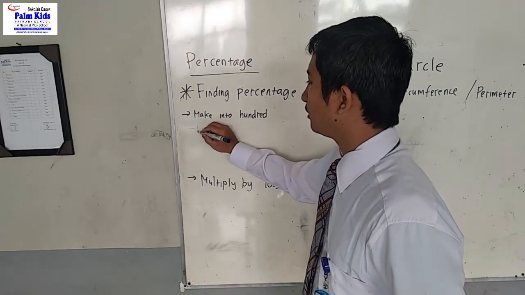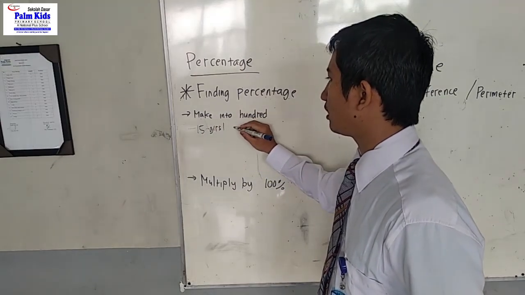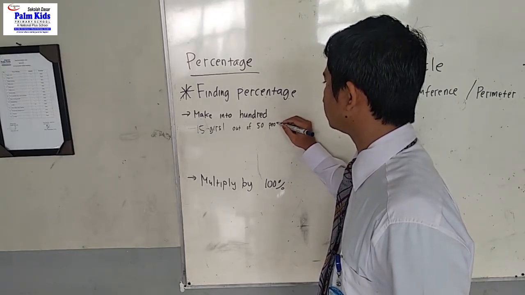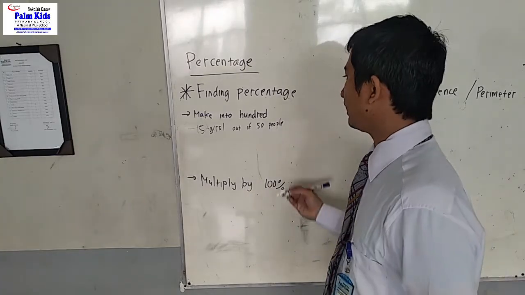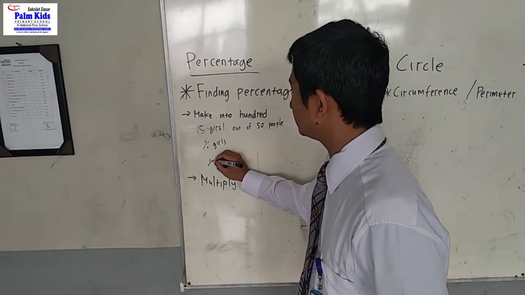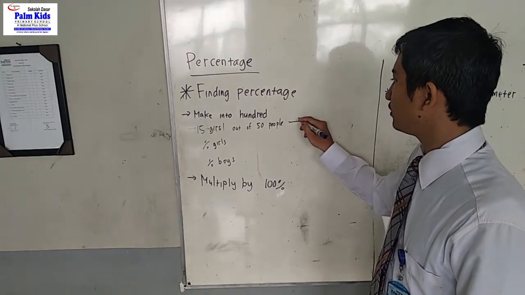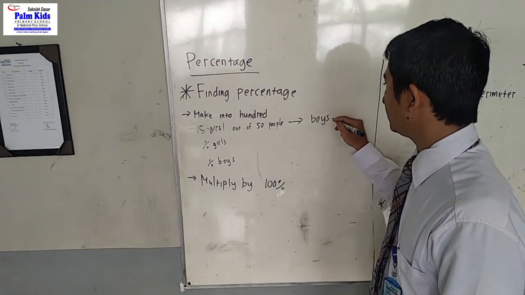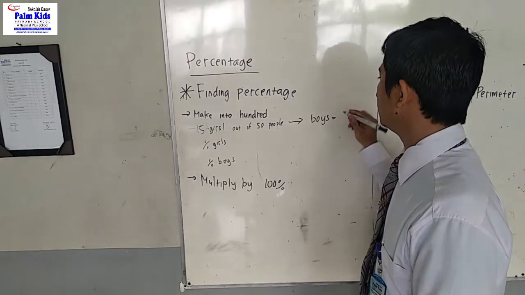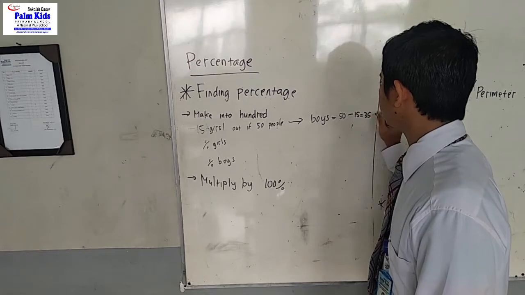For example, there are 15 girls out of 50 people. We need to find the percentage of girls and the percentage of boys. So what you have to do is, first find the boys. Boys equals to, out of 50 people, 15 are girls. So the rest must be boys. So 50 minus 15 is 35 boys.